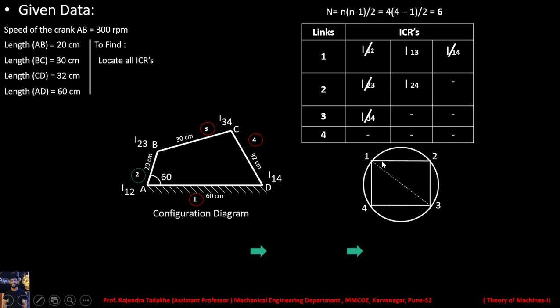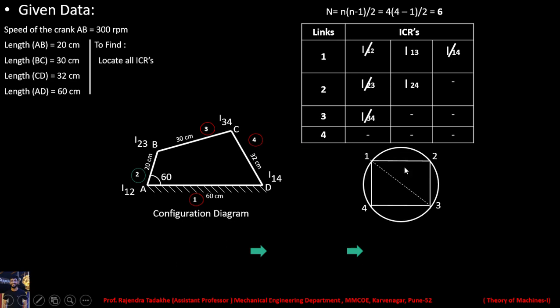So here triangle 1, 4, 3 is representing 2 ICRs, that is 1, 4, so this is I14, and 3, 4, so this is I34.